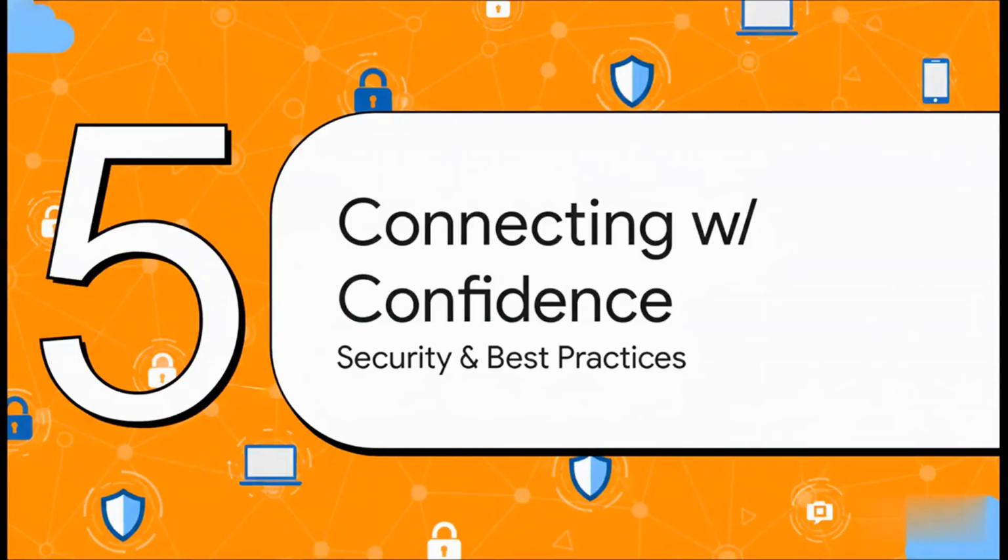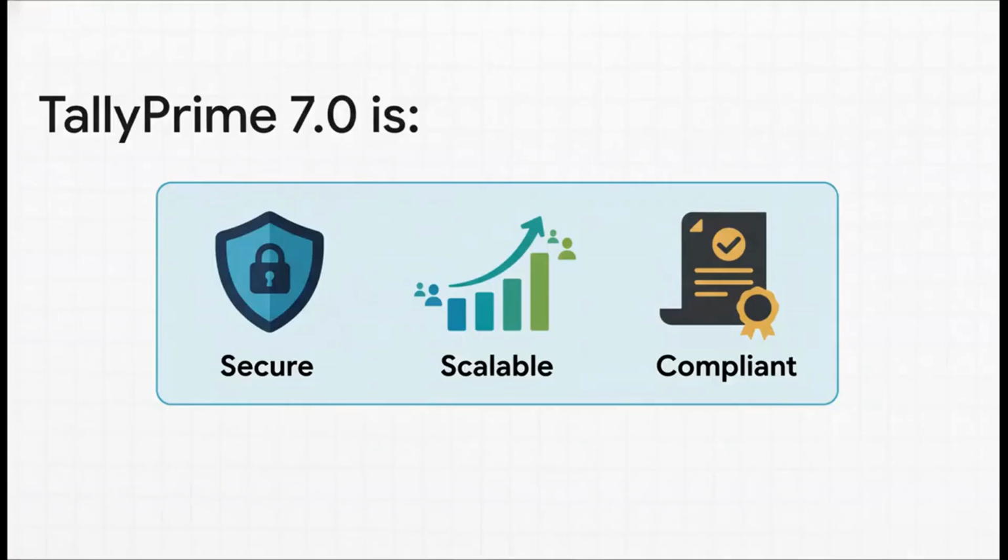At the end of the day, whether you're using remote access for a quick entry or going all in with TVU for your cloud office, TallyPrime 7.0 is all about letting you connect with confidence, knowing your data is both accessible and really, really well protected. So if you only remember 3 things today, make it these. First, this whole system is secure, giving you precise control over who sees what. Second, it's scalable. It can grow right alongside your team, from just one user to a whole army of them. And finally, it's compliant, making sure your remote setup meets all the necessary standards.